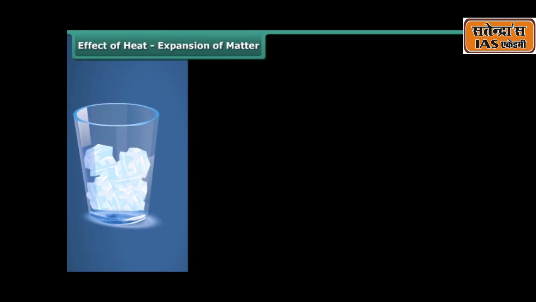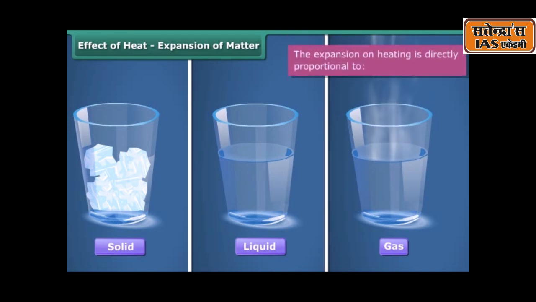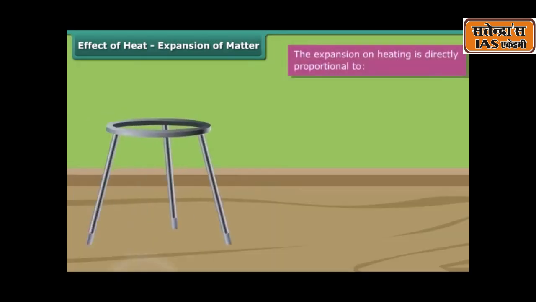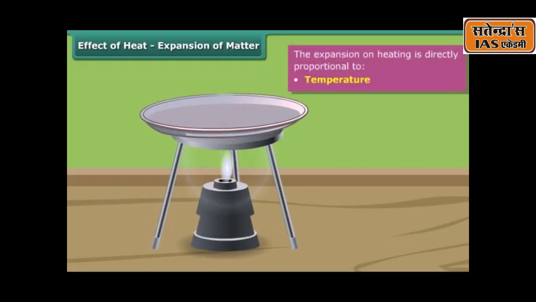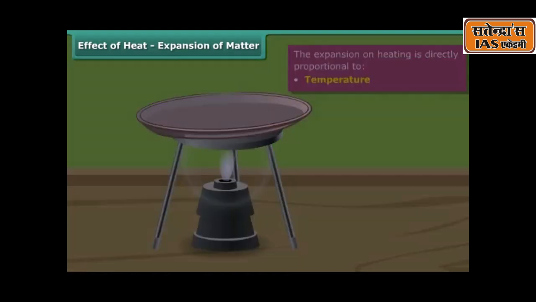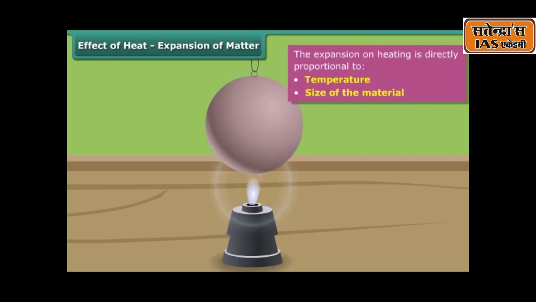Matter exists as solid, liquid, and gas. All the three states of matter expand on heating. The expansion of matter depends on the temperature through which it is heated. In this case, when we heat this plate, the higher the temperature, more is the expansion. Expansion of matter also depends on the size of the material being heated. The longer the plate or bigger the bowl, more is the expansion for the same rise in temperature.